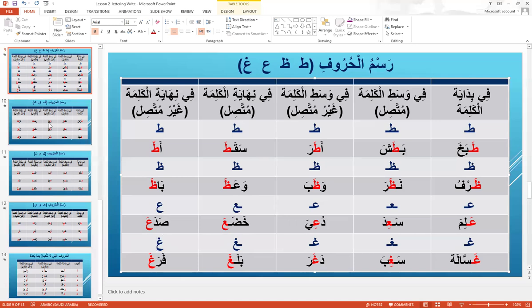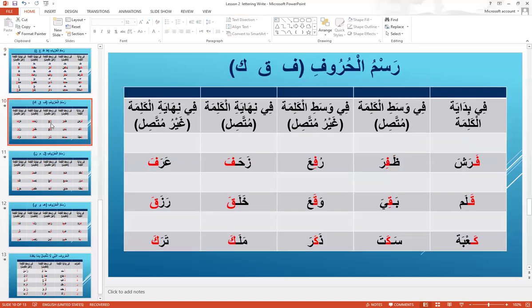Then we go to the next slide, which has Fa, Qaf, Kaf. Fa and Qaf are written the same, maybe in the beginning and in the middle, but as for the end, they differ a bit. Fa has 1 point and Qaf has 2 points. Also Fa, Qaf, Kaf do join on the left by default.